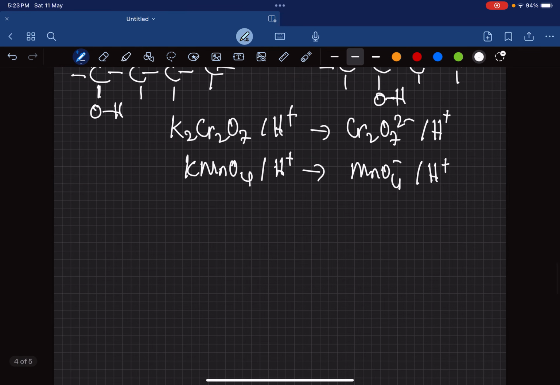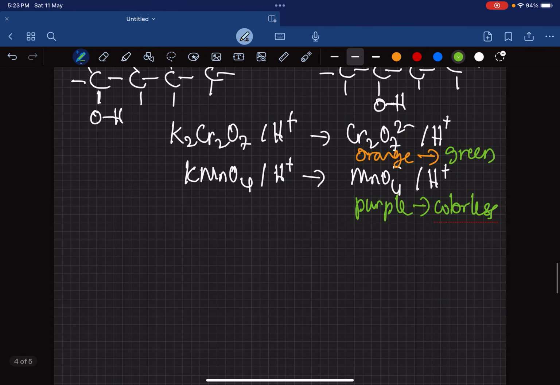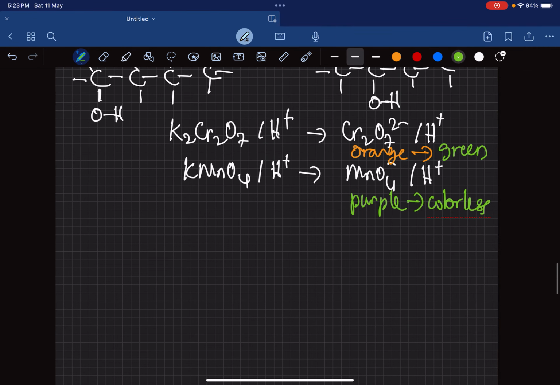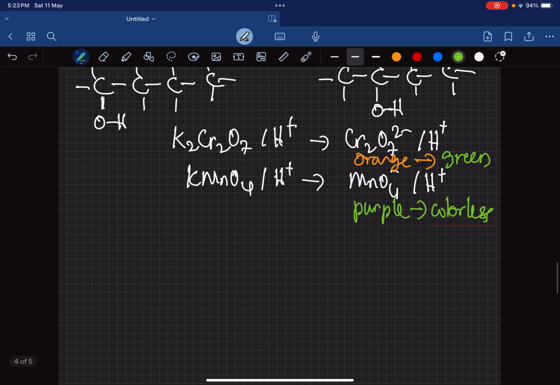So for this one, the color goes from orange to green. This one goes from purple to basically colorless. Purple to colorless. That's what happens. During the oxidation process, these 2 half equations you can get from the SRP table. So how do we write them? These 2 reactions, look at the SRP table.